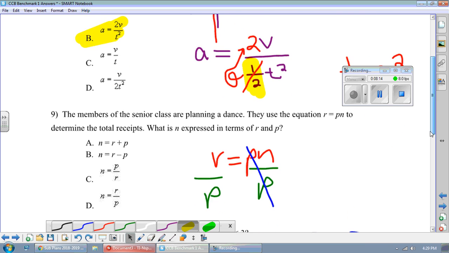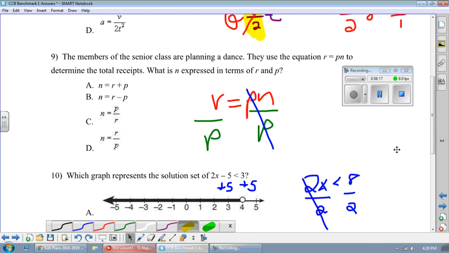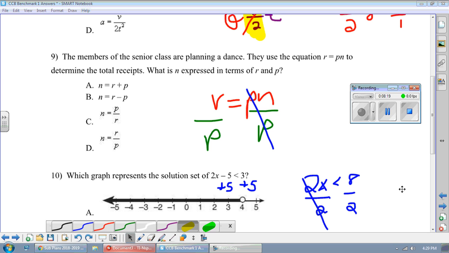Number 9. The members of the senior class are planning a dance. They use the equation R equals Pn to determine the total receipts. What is N expressed in terms of R and P? So if we have the original equation and we want to get the N by itself, we must divide by P on both sides to get rid of the P, which leads to N as an answer. Not N as an answer, D as an answer.